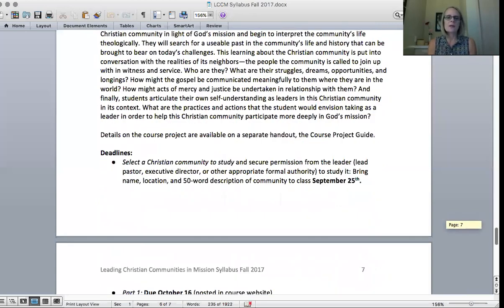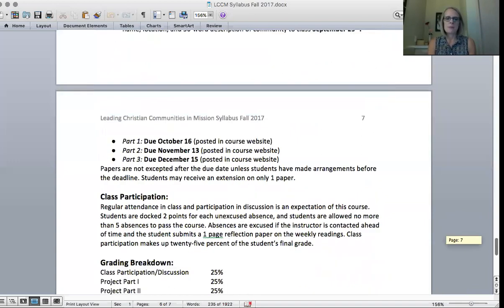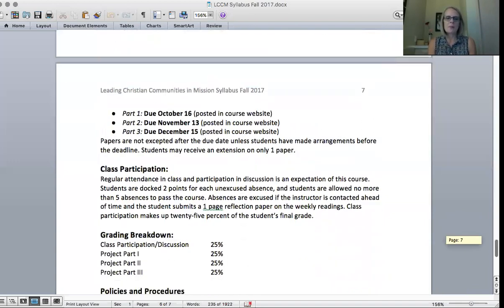So again, here is the place where all of the deadlines are due. So there's 2 places you can look: in the week-to-week schedule, or you can look here in the summary. 25% of your grade is each one of those 3 papers. The other 25% of your grade comes from showing up.